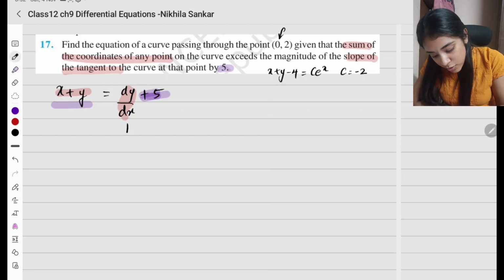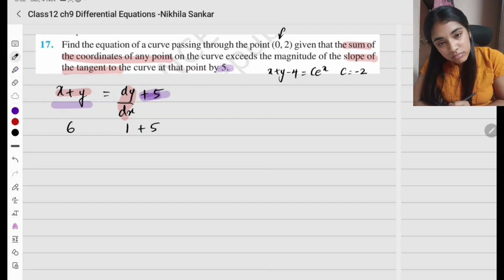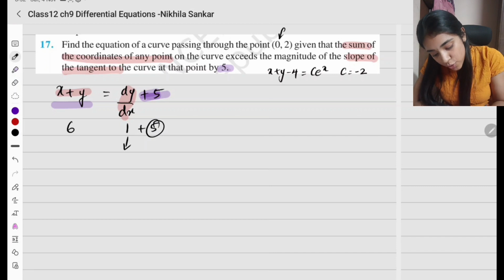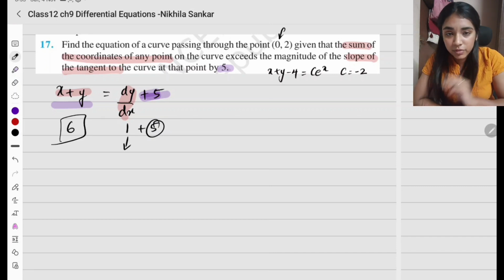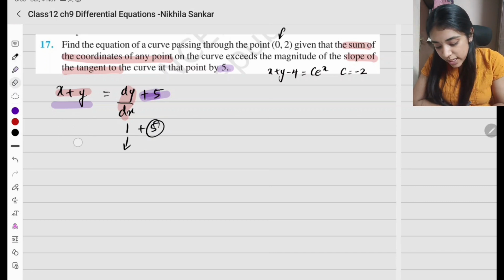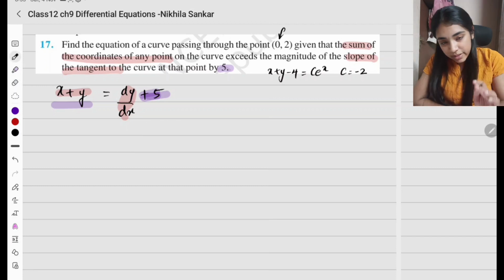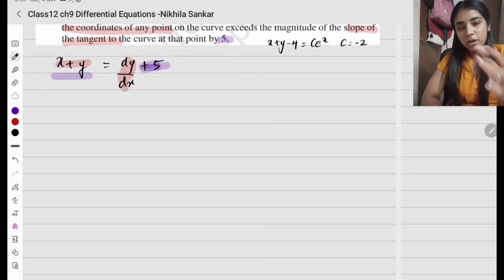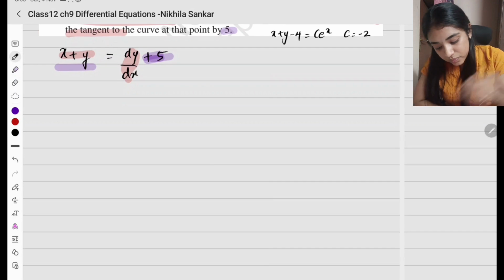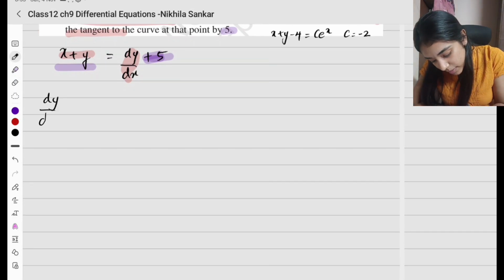Understood? Now if the slope is 1, then this is going to be 6. That is, what is going to be 5 units more than the slope? The sum of the coordinates. Okay? So this is with the help of an example for you to understand better. Once we form the equation, the answer will come correctly, right? Okay. Now write it in the form that we need.